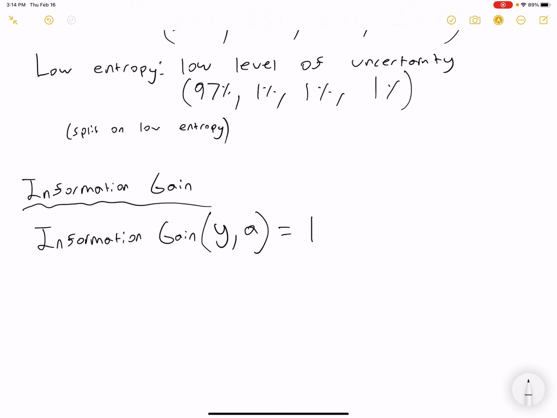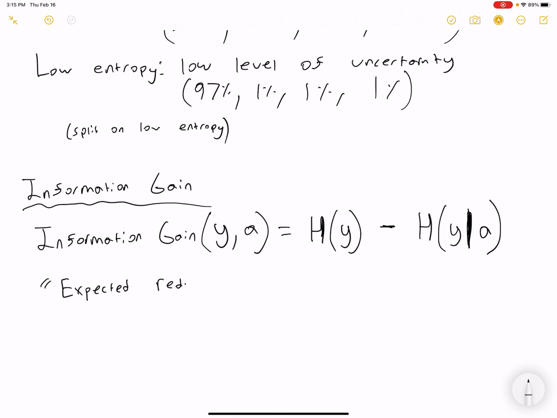Conditional entropy of an outcome variable on an attribute is equal to the entropy of that outcome variable minus the entropy of that outcome variable given the attribute that you're splitting on. So conceptually, you could think of this as the expected reduction in entropy from splitting on an example. We're about to do an example which will make this really clear, but yes.